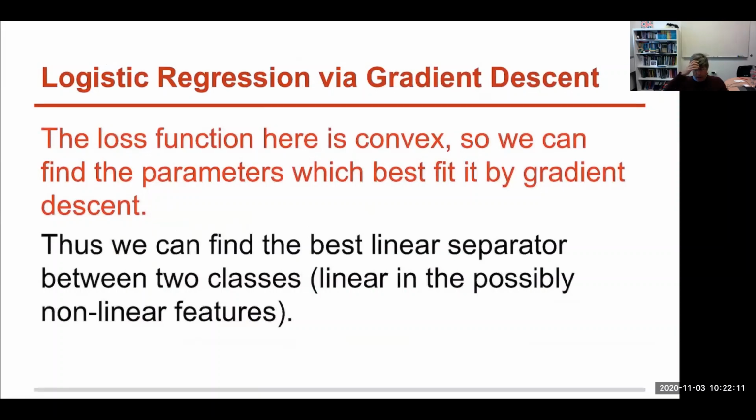Now it turns out that this cost function is a convex cost function. So just like in last class where we showed that we could use gradient descent search and stochastic gradient descent search to find the optimum values of the parameters, we could do that with logistic regression. This will give us an efficient way to find the best linear separator between two classes. Any questions?